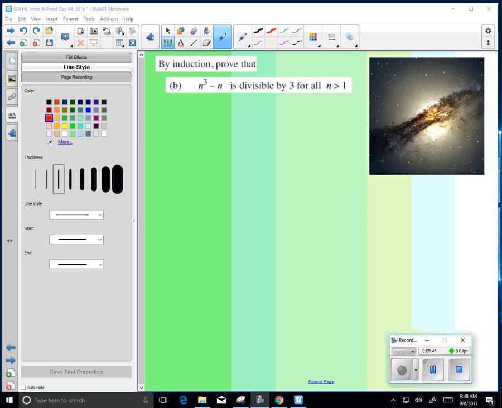Keep recording. This is the other one students always ask me about. By math induction, prove n cubed minus n is divisible by 3. Now you've got to be careful here. This is a tell for step 1.